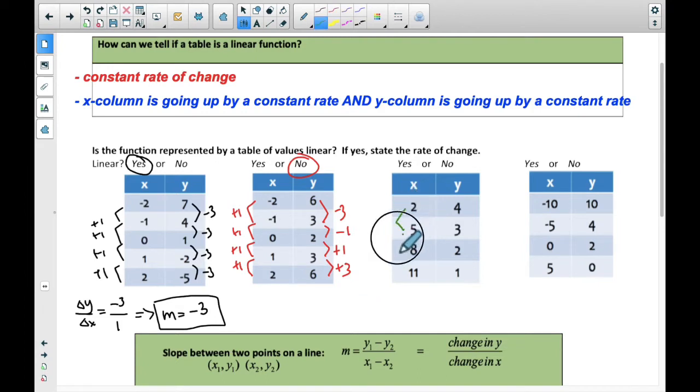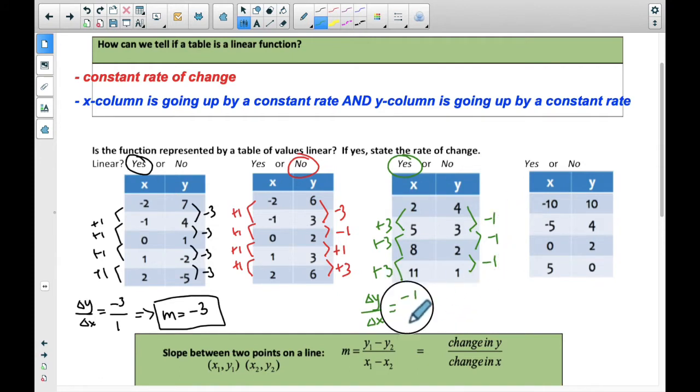Let's take a look at the next one. Up by 3, up by 3, up by 3. Okay, that's constant. That's good. Let's look at the other side. Down by 1, down by 1, down by 1. Also constant. So yes, this one is linear. What is the rate of change? The y is changing by 1 every time. The x is changing by 3 every time. And so our slope is -1/3.